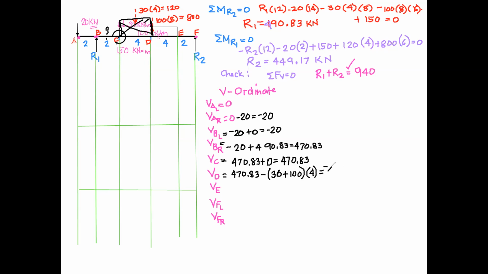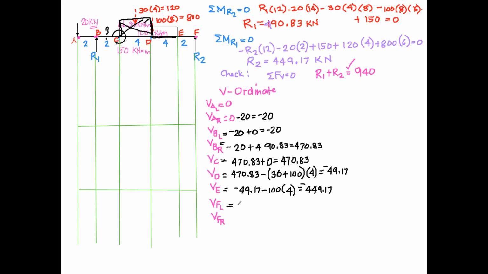Negative 49.17 po. Next, E. Negative 49.17 minus 100 times 4. Equals negative 449.17. Okay, next.